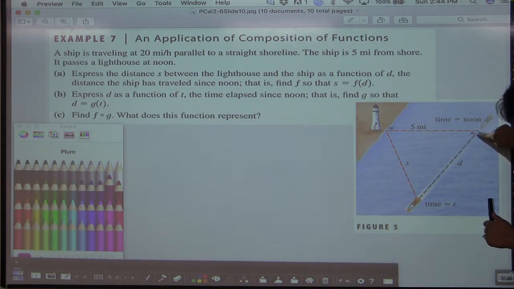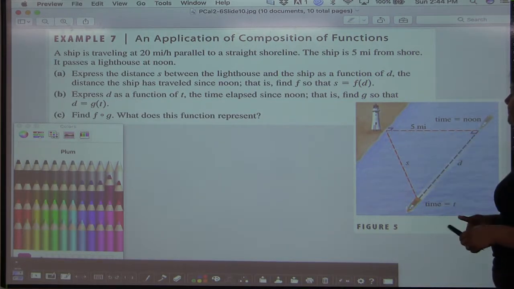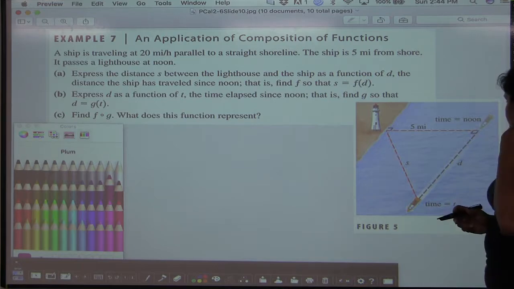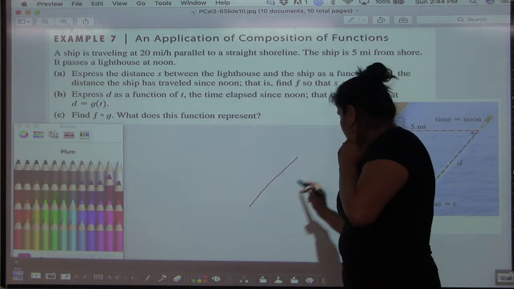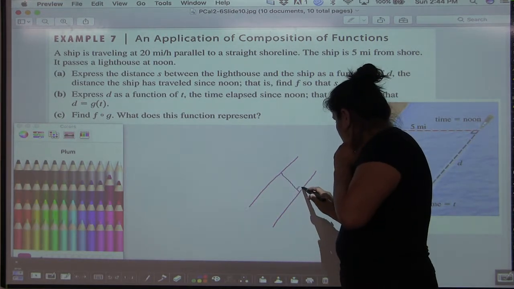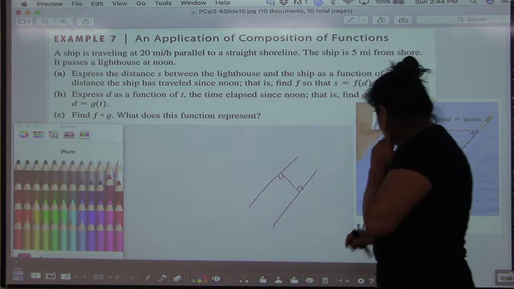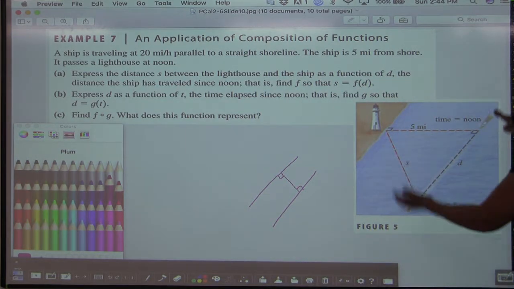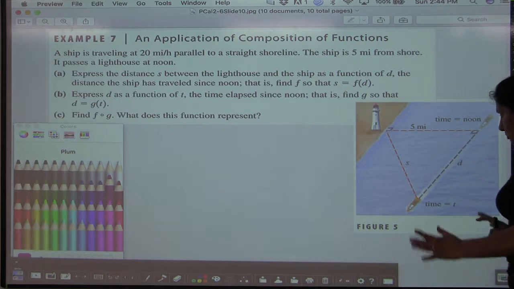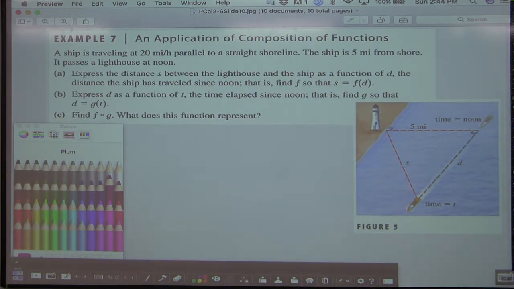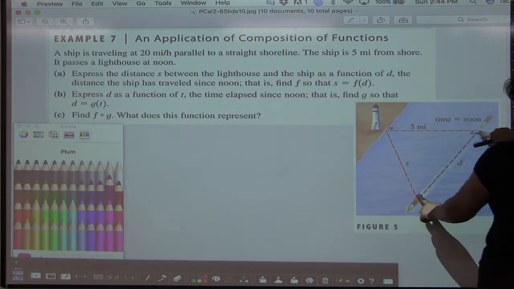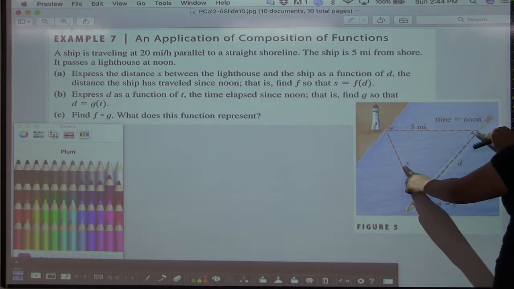But this little guy says right angle, and that little guy says right angle. So that means that as their parallel lines are like this, they're right angles. So this little guy's a right angle. It just looks very skewed. So my point in telling you that is they're asking us in part A, express the distance S. So here's my distance S, and if this is a right angle, this is the hypotenuse.